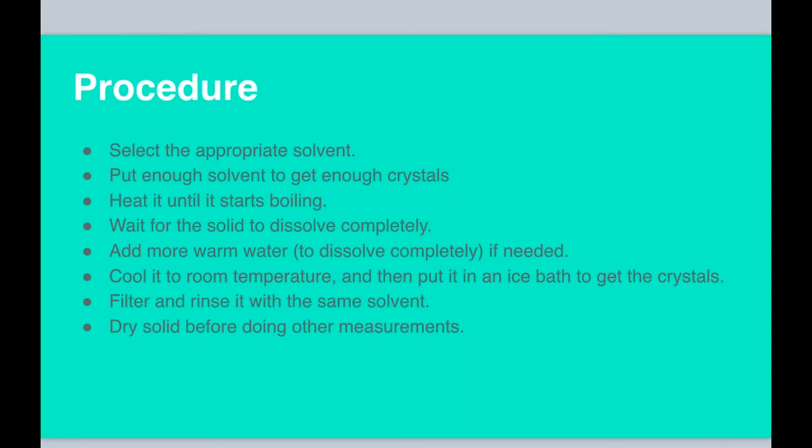The sample is then heated until it starts boiling. After the second step, the filtration process, which is a method used in filtering the solution that will crystallize, is performed to decolorize and remove remaining insoluble contaminants from the sample. And then the sample is cooled down to room temperature, and once it's cooled down, we put it in an ice bath to get the crystals. The last step is to collect the crystals and wash and dry them before doing any other measurements.